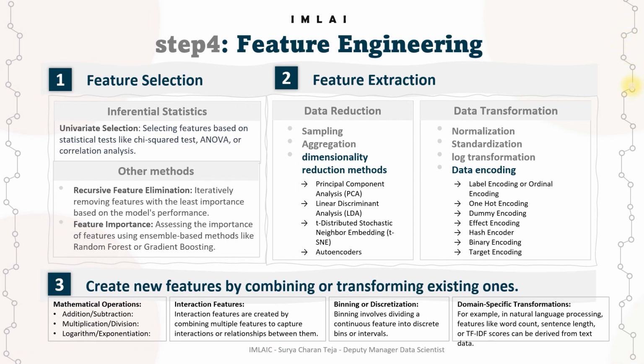We have understood what is feature engineering and what all techniques it consists of. So now let's deep dive into each and every method that we have mentioned, each and every category and then the methods that we have mentioned under feature engineering, which is step 4 of the supervised machine learning process. So first, we will begin with feature selection.